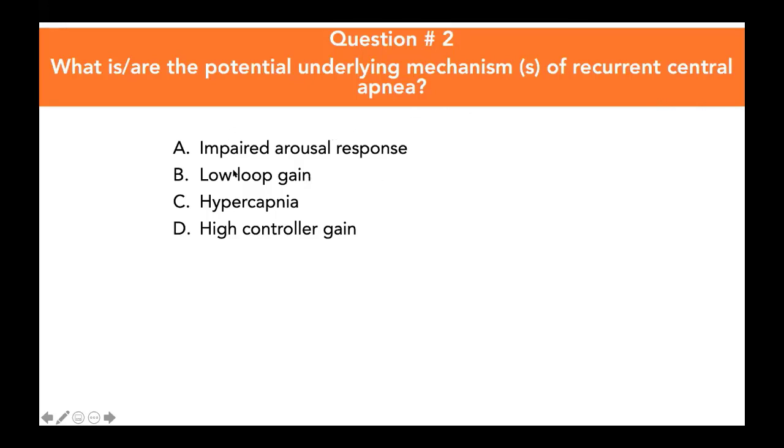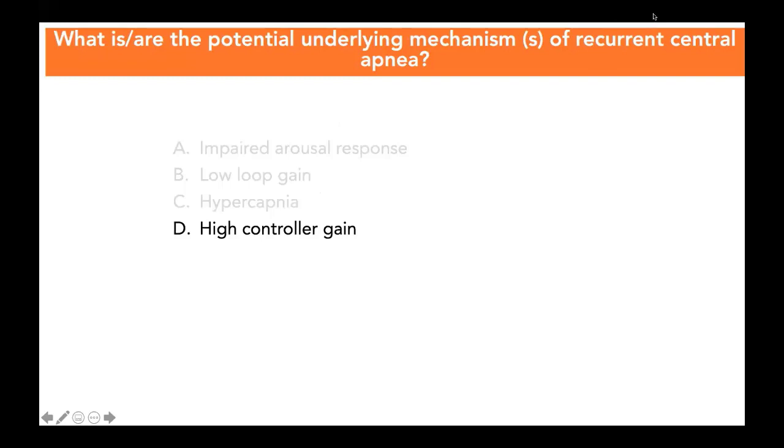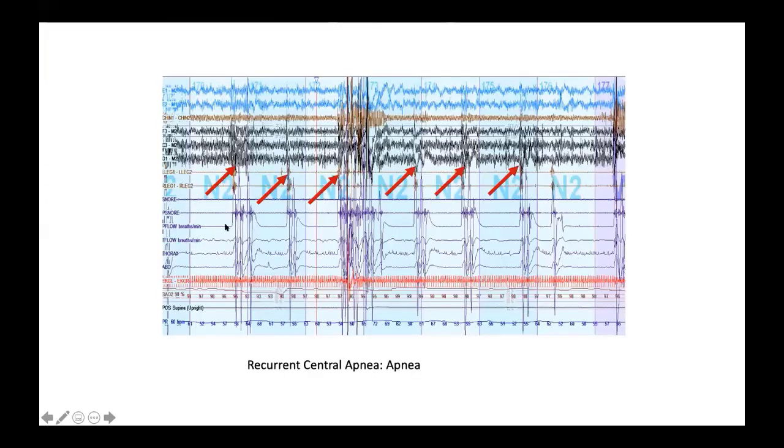So what are the mechanisms? Impaired arousal response, low loop gain, hypercapnia, or high controller gain. Well, each one of these has its own set of issues, and we need to think about them differently. So, which one would it be? High controller gain. If we have a high controller gain, this will cause a significant sleep apnea. It's a recurrent sleep apnea, one of them after another. So this is what it looks like. It looks like you have one event and then an arousal, changes in oxygenation, and one event begets another. It is the recurrence of central apnea that causes the problem.